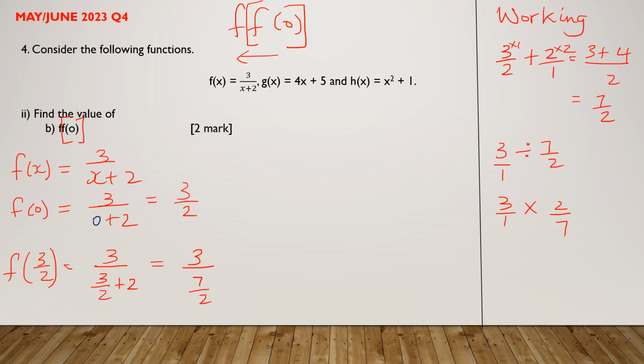Can we cancel anything here? No. So we're going to multiply 3 times 2 and 1 times 7. That is going to give us 6 over 7. So the answer is 6 over 7, for 2 marks.